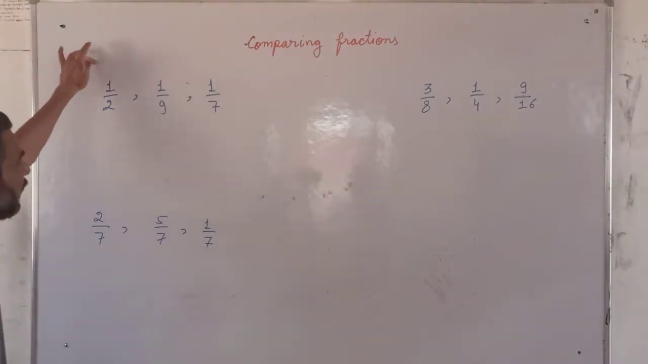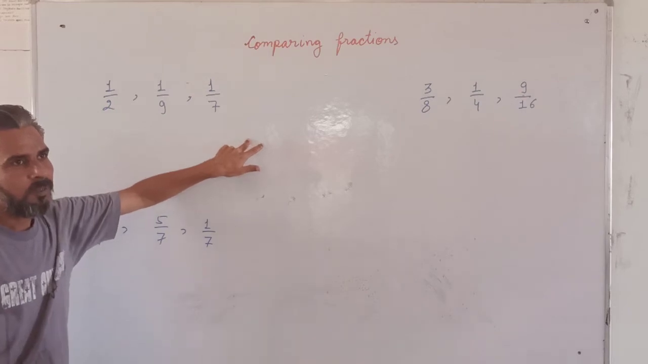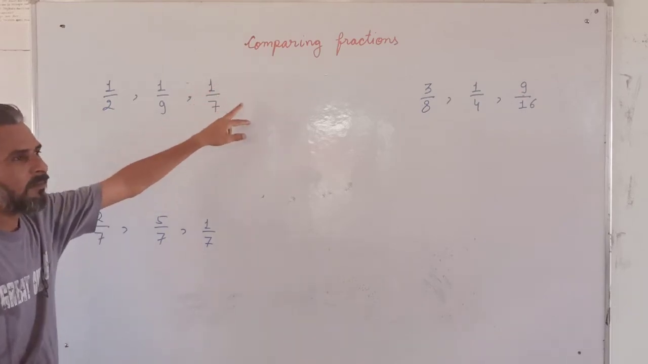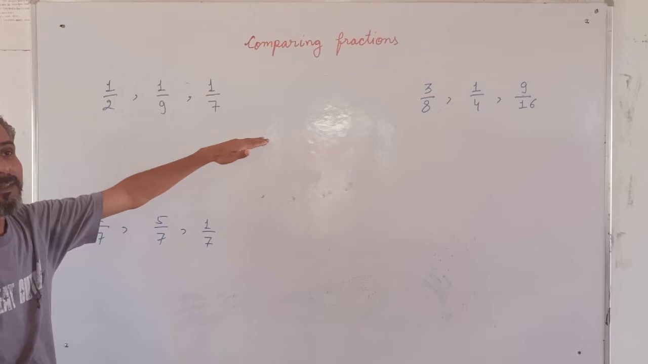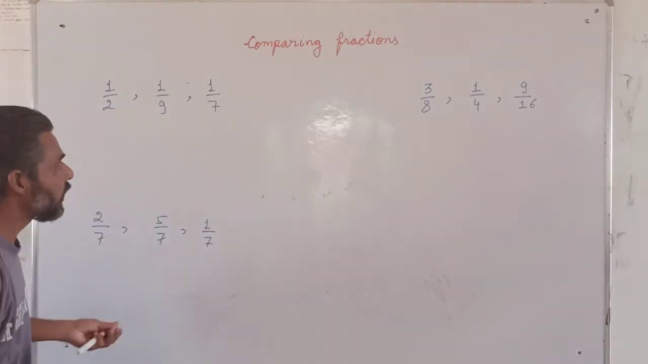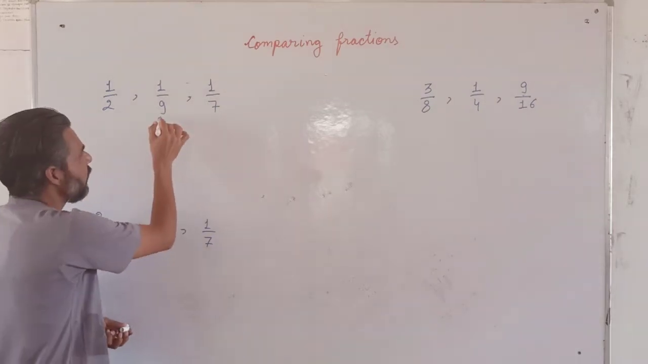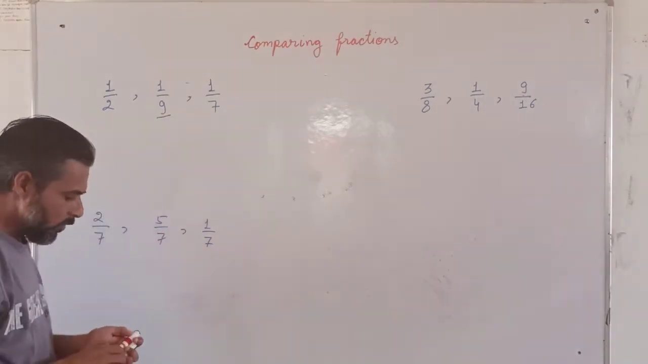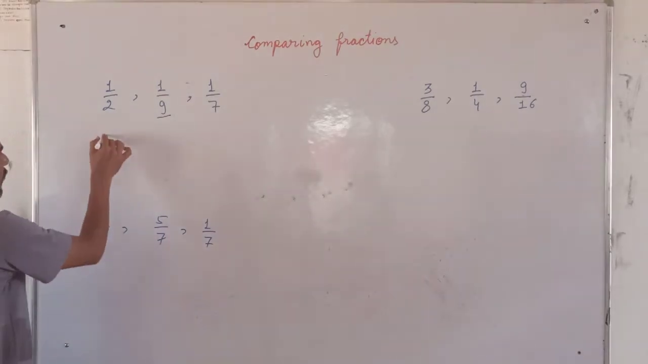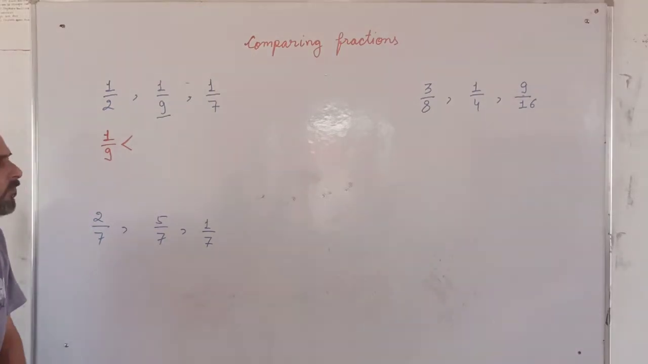First one, if the numerator is same, then the fraction having the larger denominator will be the smaller one. जिसका denominator सबसे बड़ा होगा वो सबसे छोटी होगी. सबसे बड़ा कौन सा है हमारा? 9. So this will be the smallest one. 1 upon 9 is the smallest.